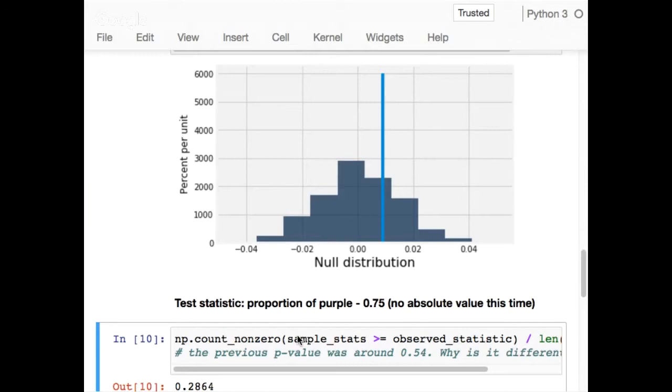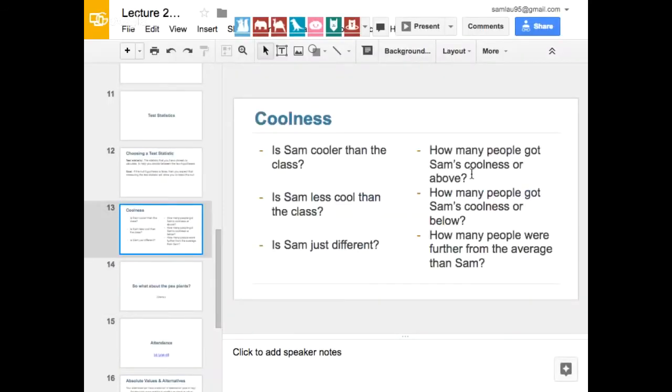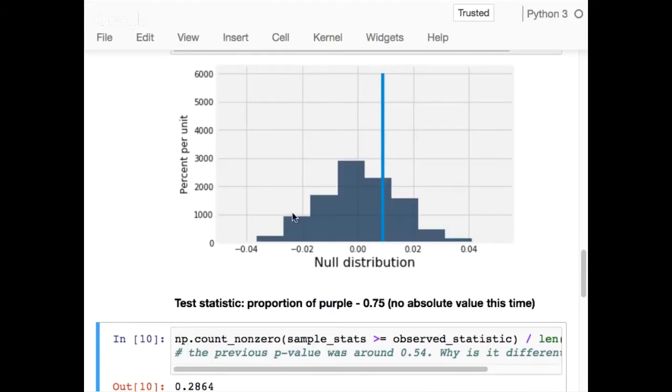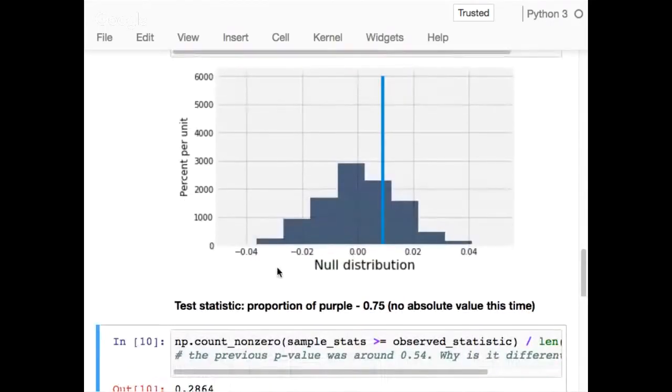So in my coolness example, these two were not absolute valued, right? If you recall, this third question here, I said I needed to take the absolute value, right? When I take the absolute value, I'm measuring the distance away from the average. In these two cases, I did not take the absolute value. So in this case, I'm taking away the absolute value from my test statistic. How does that change my analysis?